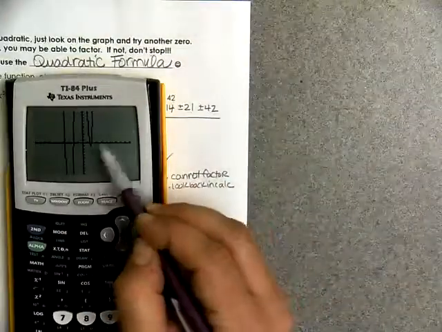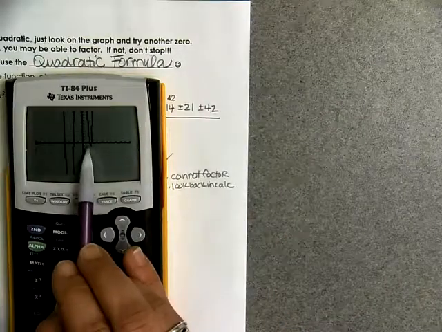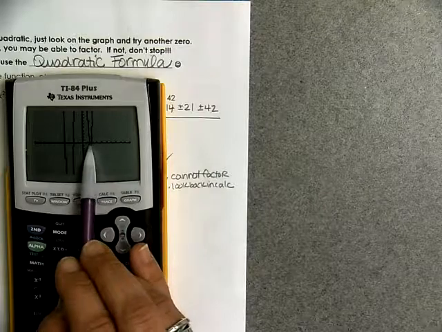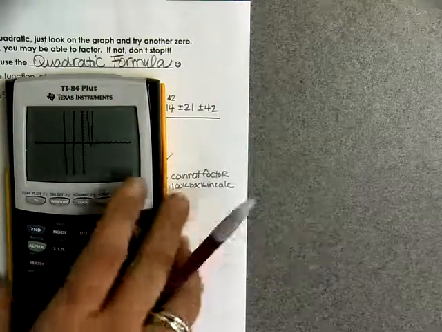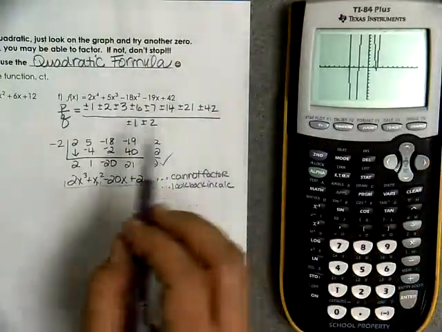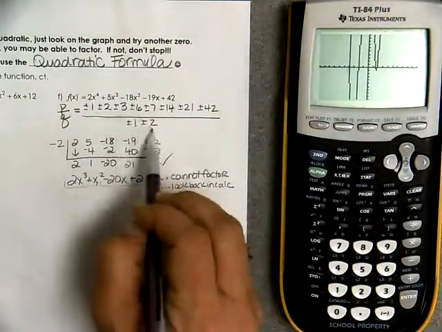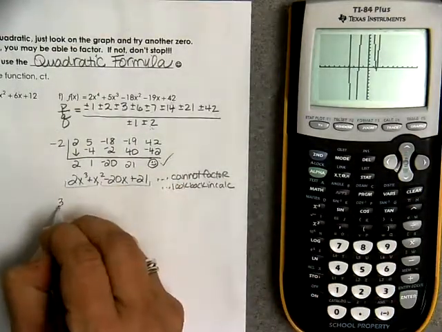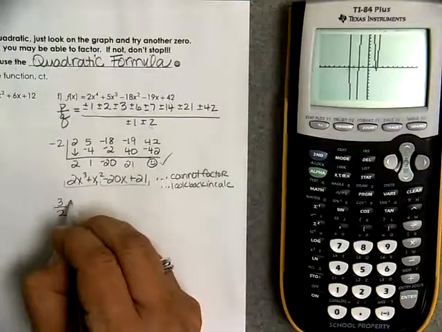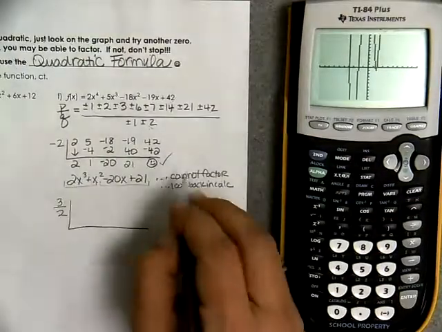So it looks like there's one maybe between 1 and 2. That looks like 1.5 to me. And so 1.5 is like 3 over 2. And notice 3 over 2 is a possibility, okay? So I'm going to use 3 over 2, but I'm going to use the new coefficients.